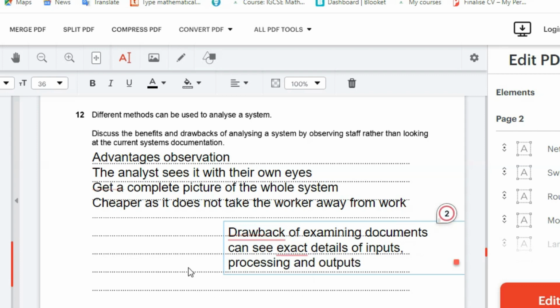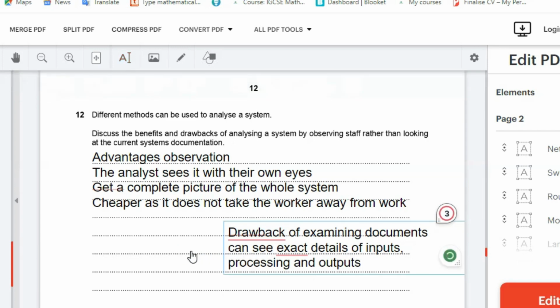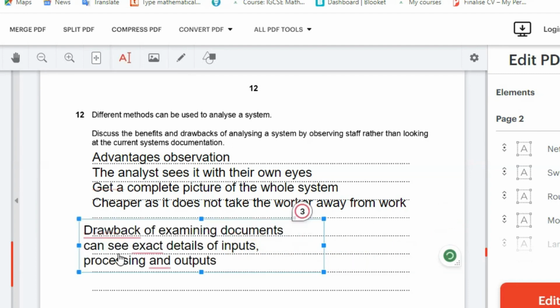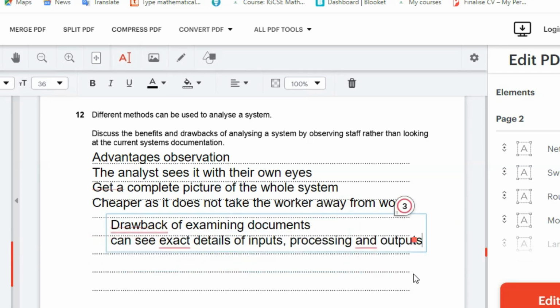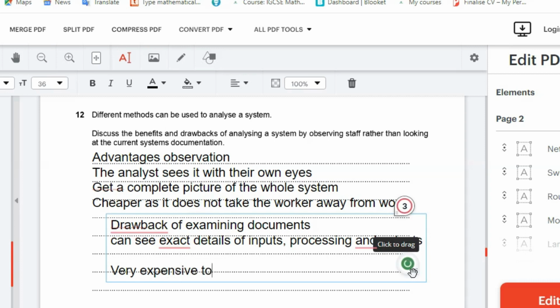That is, instead of seeing the work themselves, they only see inputs, because the analyst is trying to study documents that have been prepared and not the workers themselves. 2, very expensive to pay for an analyst to look through all the documents.